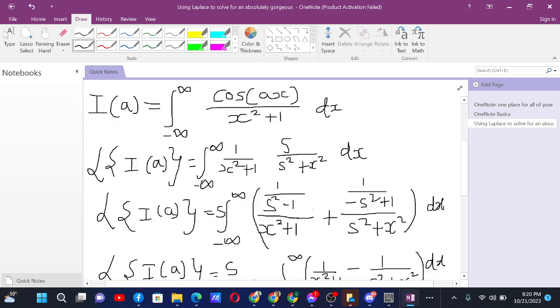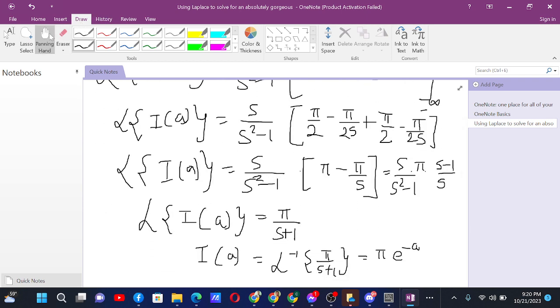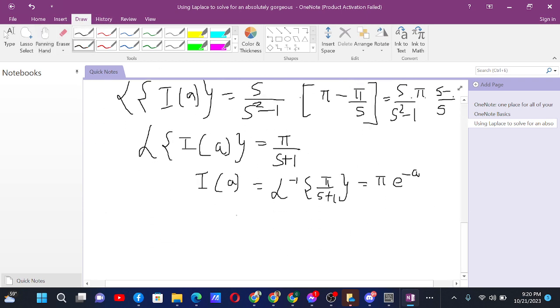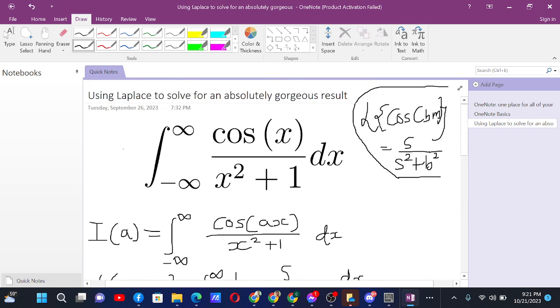And now our original integral is the integral when a equals 1. So with that in mind, we can just substitute a as 1, and we get I of 1 equals pi to the power minus 1, so that's pi by e. What a beautiful result to get, pi by e. Two irrational and most famous constants in maths are related by this integral, solved by Laplace transform in the most beautiful way, in the most gorgeous way.